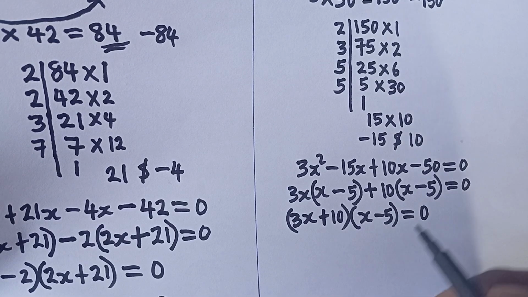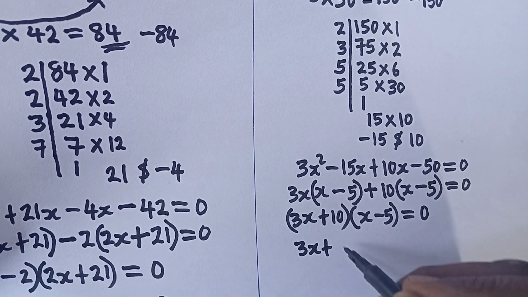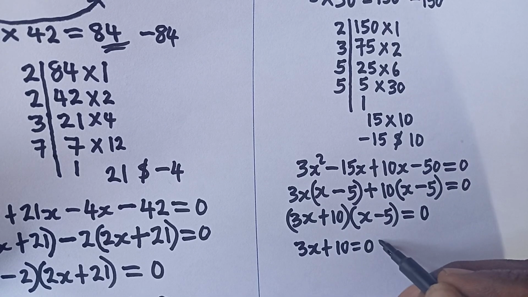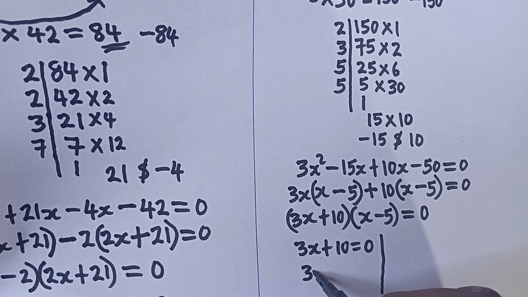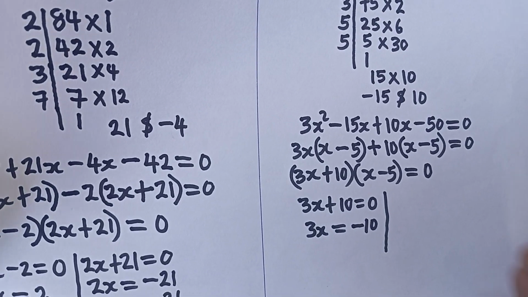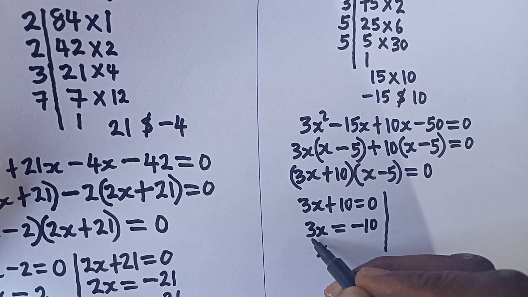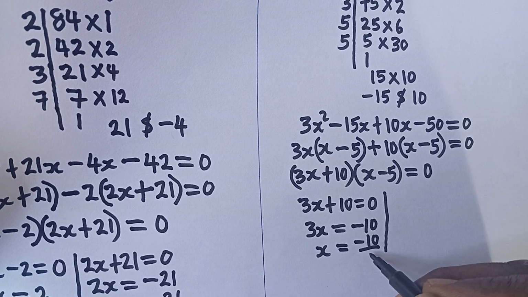So now we equate each of them to 0. So I have 3x plus 10 is equal to 0. This one will give me one of the answers that I'm looking for. So I have 3x is equal to, when this positive 10 goes to the other side, ignore the 0, we have negative 10. So I'm to divide both sides by 3 because of the 3 attached to x here. When I divide both sides by 3, I'm going to have x is equal to negative 10 over 3. That is one answer from it.